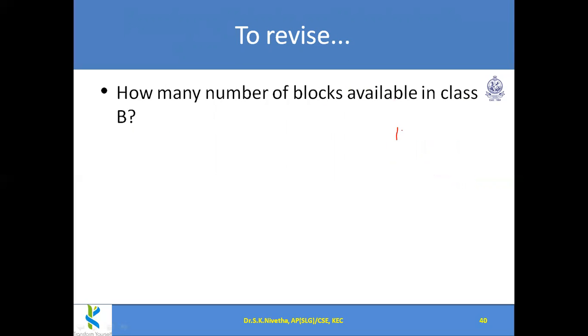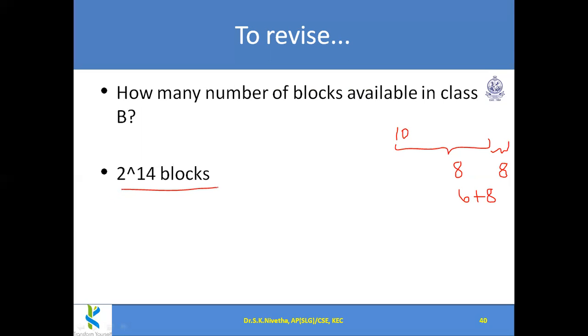Now, how many blocks are available in class B? Class B starts with the value 10. So in the first 8 bits, the first 2 bits are fixed and the remaining 6 we can change. For class B, one more 8 bits are also there for net ID. So totally 8 plus 6, that is 14. So 2 power 14 blocks we can have.